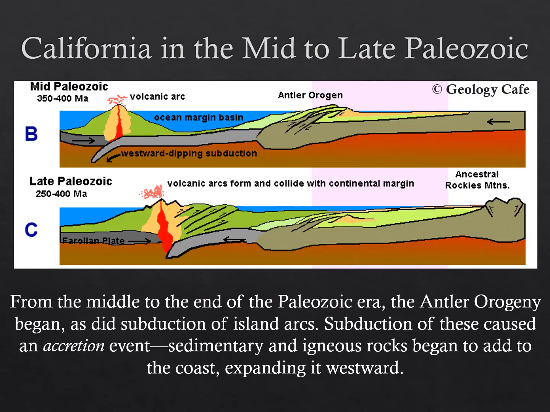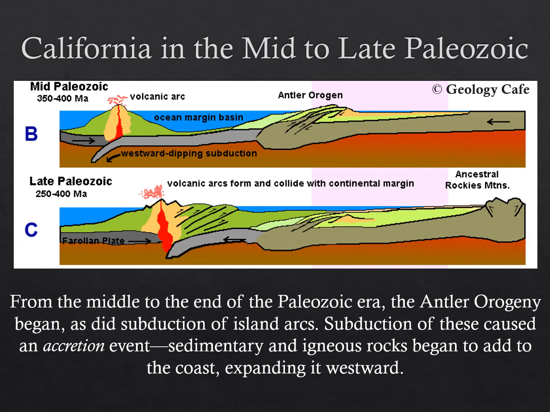From the middle to the end of the Paleozoic, there was an orogeny event that took place. So recall that orogeny events have to do with mountain building, typically. Now, the event that happened here is known as the Antler orogeny, and there's a lot of debate as to whether this represents a true orogeny event, but I'm going to describe it as such. The Antler orogeny is due to the gradual buildup of sediment on the ancient coast, as you can see in these illustrations from Geology Cafe.